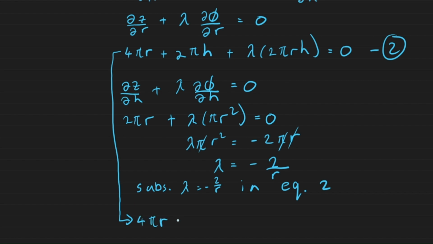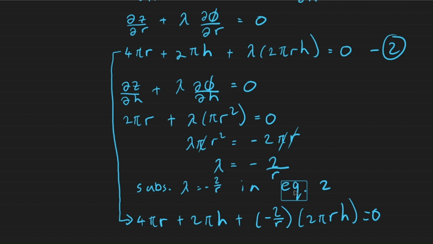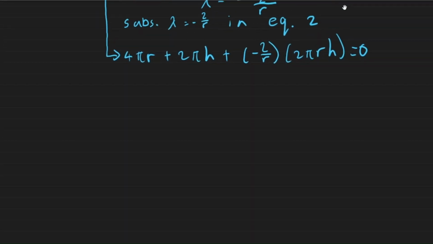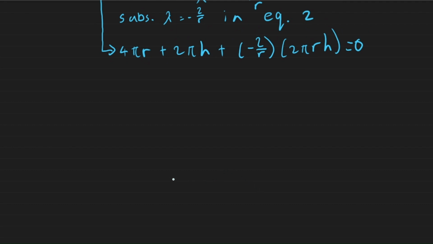So we have 4 pi r plus 2 pi h minus 2 over r, that's lambda, into 2 pi rh, and this is equal to 0. We're left with 4 pi r plus 2 pi h minus 4 pi h. r will cancel with r. The 2 pi h minus 4 pi h is just minus 2 pi h.